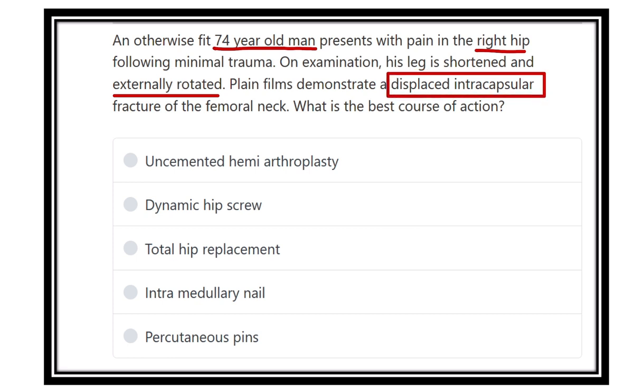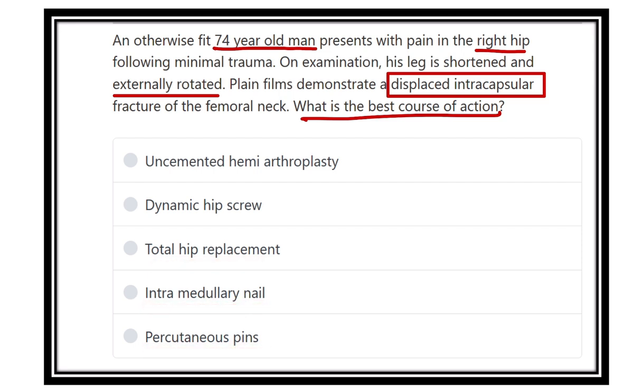What is the best course of action? That means the diagnosis is complete, so we have to go through the treatment. Here are the options: uncemented hemiarthroplasty, dynamic hip screw, total hip replacement, intramedullary nail, and percutaneous pins.